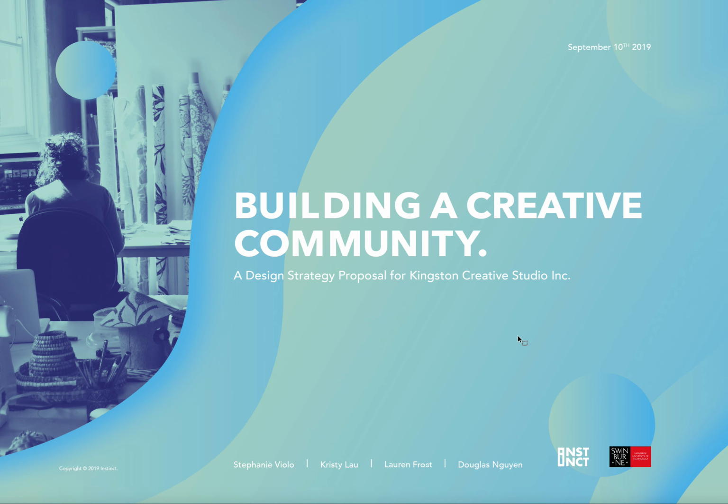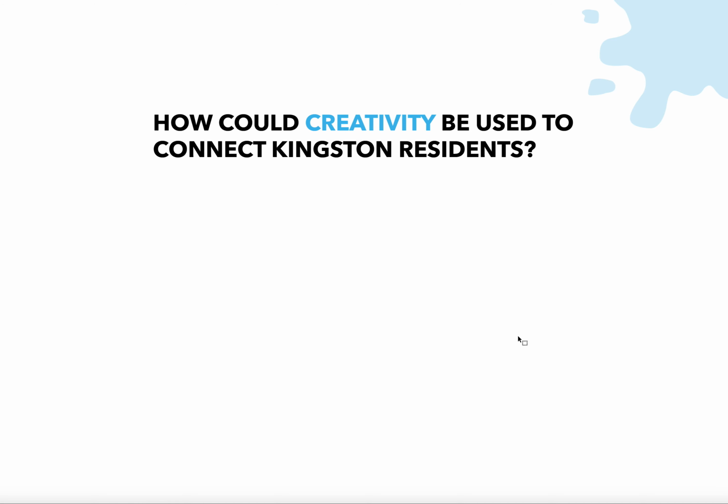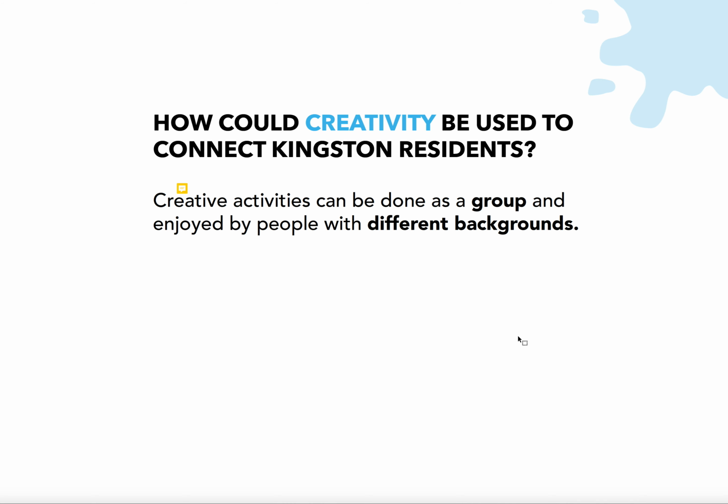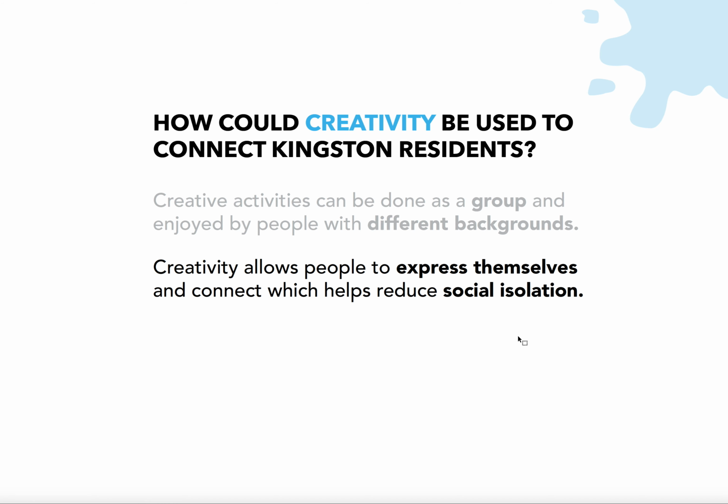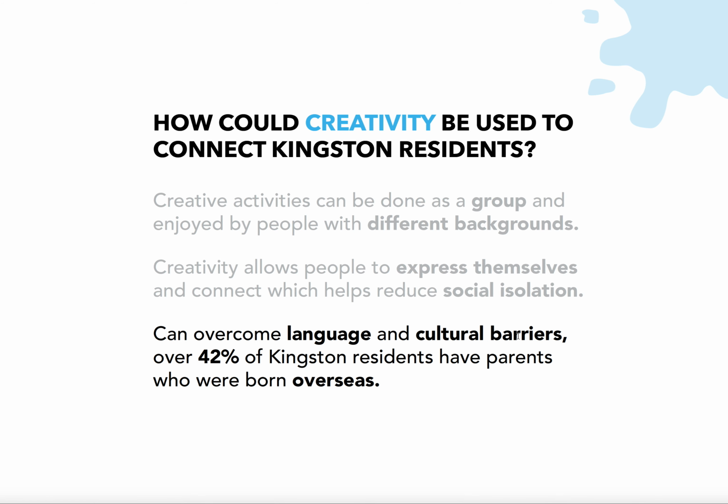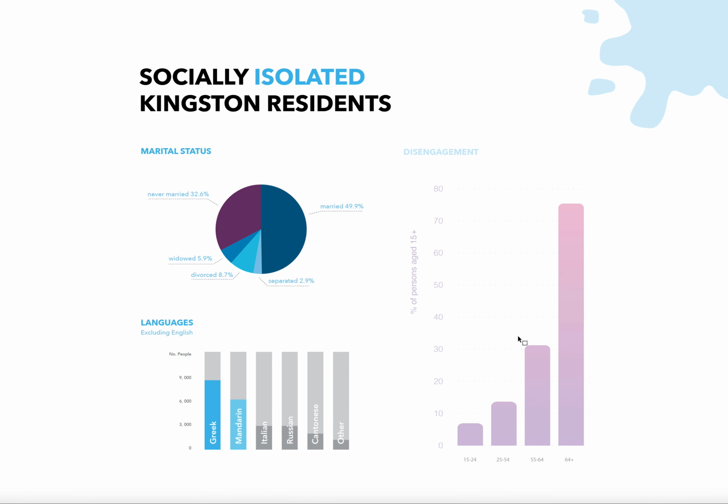It is about building a creative community. So, how could creativity be used to connect Kingston residents? Creativity connects people from all different backgrounds and can be done in a group. It also allows people to express themselves, which helps reduce social isolation within the Kingston community. Language and cultural barriers can also be overcome. This is important as 42% of Kingston residents have parents born overseas.